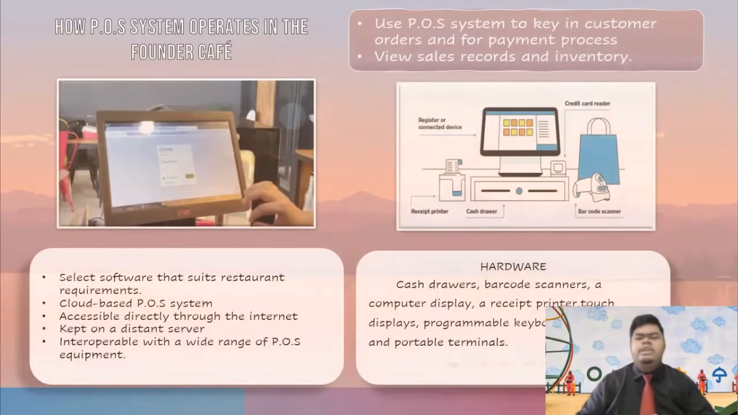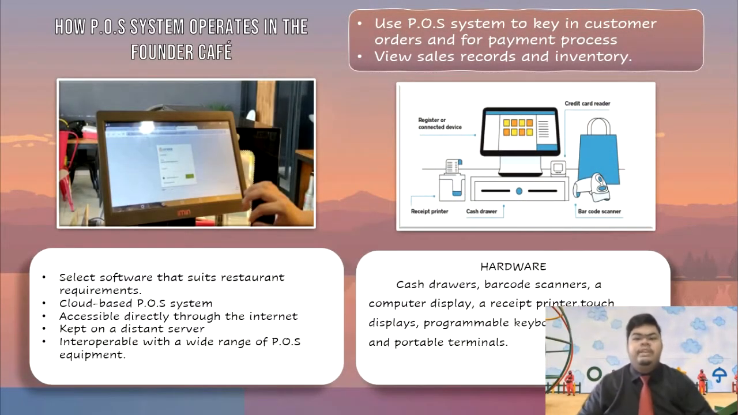How does the POS system operate in Founder Cafe? They use the POS system to key in customer orders, and it is also used when the payment process takes place, and to view sales records and inventory. The manager also explained to us the elements of a POS system, which are software and hardware. First is software. We must select features that are appropriate for our company requirements.